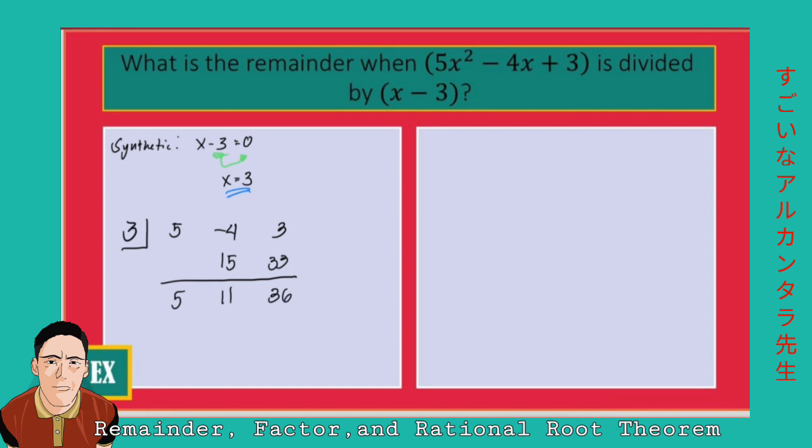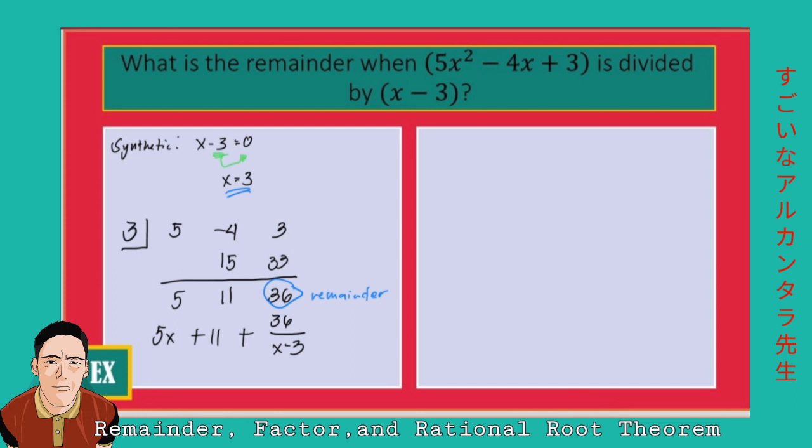Here, if we translate the meaning of 5, 11, and 36, we'll be able to say that we have 5x plus 11 plus 36 all over x minus 3, since our remainder is 36. You have to take note of that. So that's just an introduction on how the remainder theorem works.